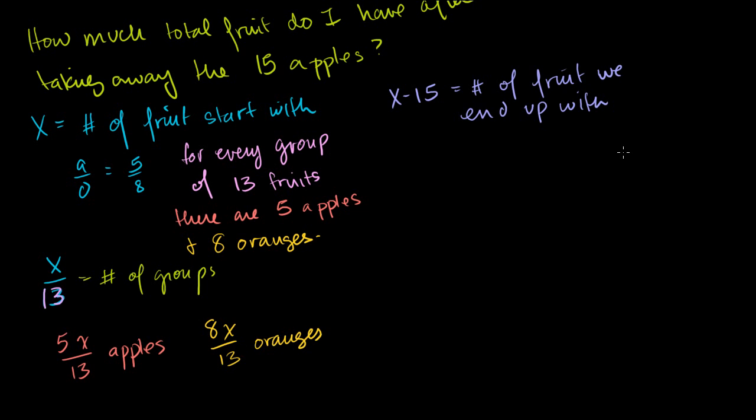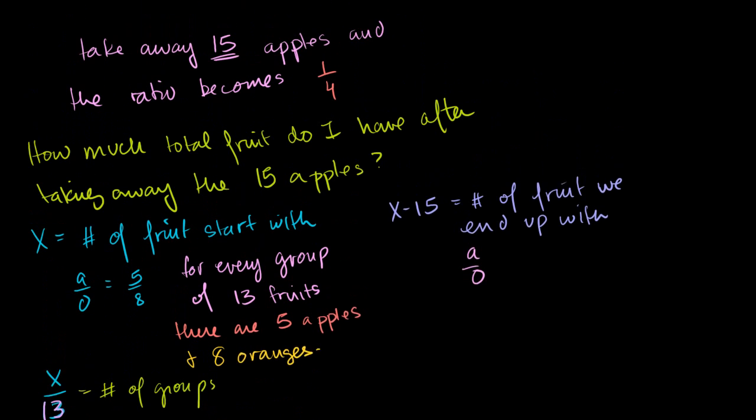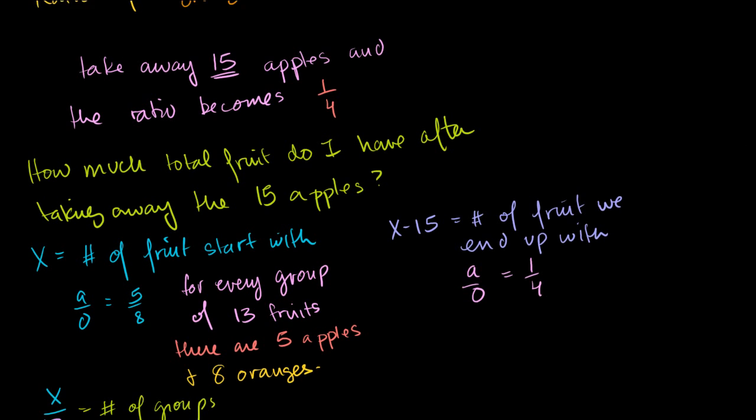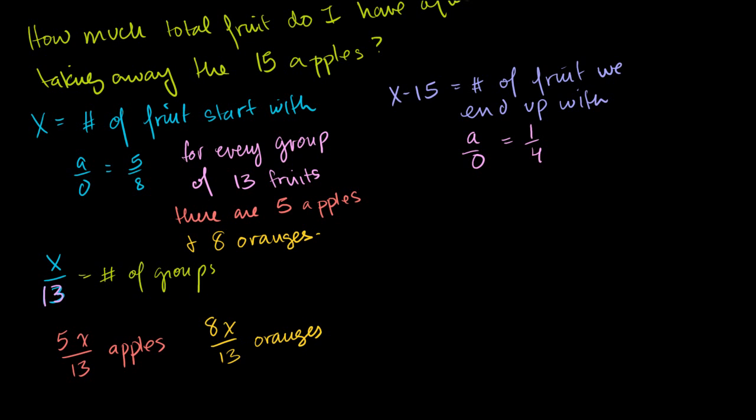Now, when I'm done, we said that the ratio of apples to oranges becomes 1 to 4. Another way of saying that is that if you add these two numbers together, for every 5 fruit, there is 1 apple and 4 oranges.